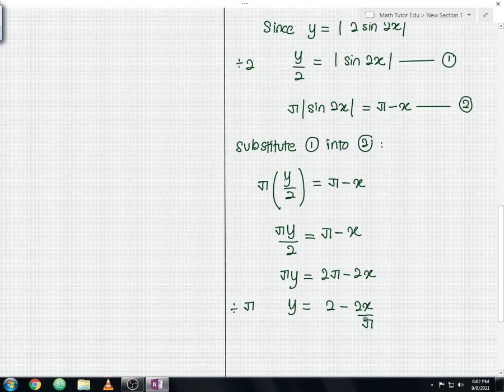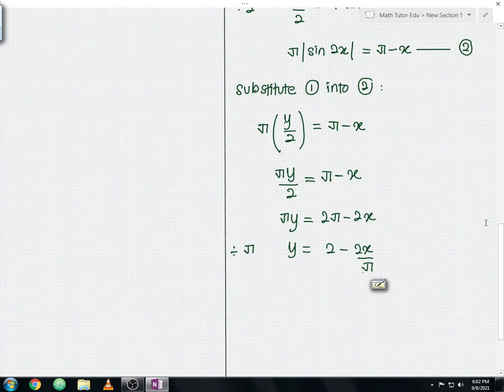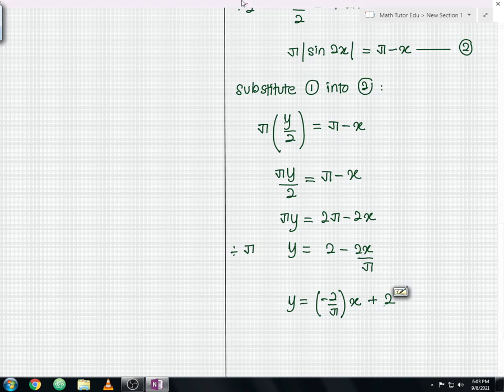Okay, you rearrange this equation such that it fulfills the form y equals to mx plus c. So from here it will be y equals to negative 2 over pi x plus 2. Okay, in this case, negative 2 over pi is the gradient of the straight line. The 2 will be your y-intercept. So this is the second step, guys. Okay, let me underline this.